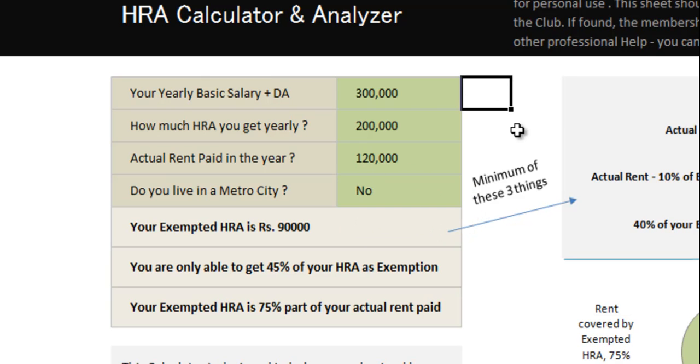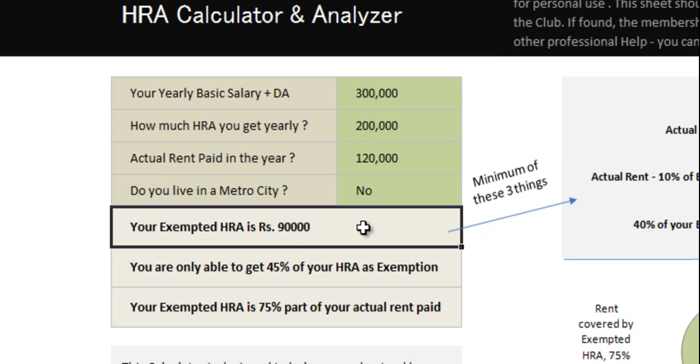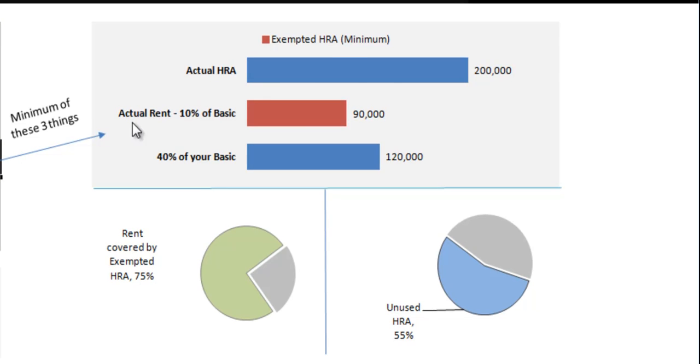And now you can see that your exempted HRA is 90,000 rupees. So you will get tax benefit on only 90,000 rupees. So these are the three things here. Your actual HRA is 2 lakh rupees, your actual rent minus 10% of basic is 90,000, and 20% of your basic salary is 1,20,000. This is what you can also see. And the minimum amount out of these three is generally considered as HRA. That is the formula of calculating HRA. So your HRA is 90,000 rupees on a yearly basis. You can save tax on this much.